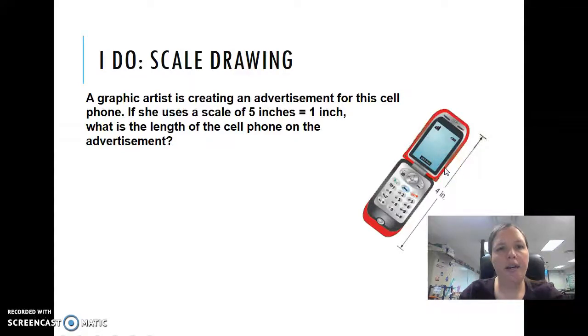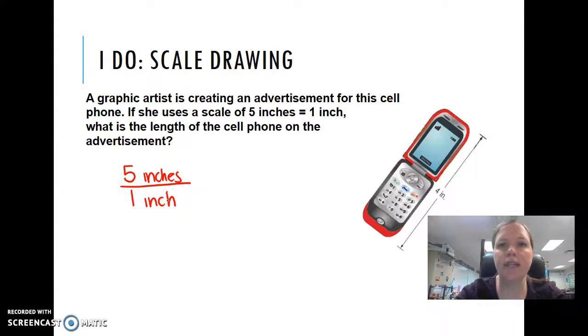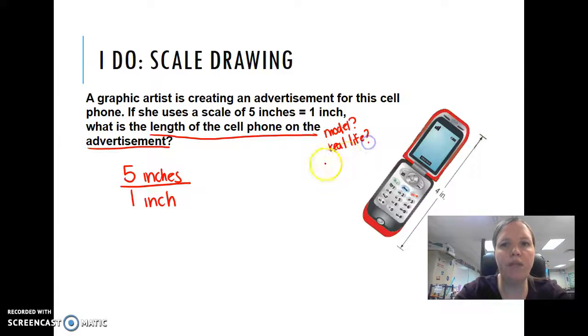We have a graphic artist creating an advertisement for a cell phone. She's using a scale of 5, so our first step is always our scale: 5 inches compared to 1 inch. The confusing thing on this is that we have the same unit. It asks, what is the length of the cell phone on the advertisement? We want to think, is this going to be the model or real life? The advertisement itself, we're looking for the model.